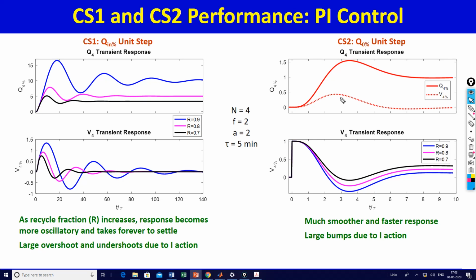In CS2, even with PI control, the response is much smoother, much faster, noticeably faster, 7 or 8 time constants. But there are bumps due to I action, and that's bound to be there. So this again suggests that CS2 is much better than CS1 dynamically. It's much faster, 10 times faster.